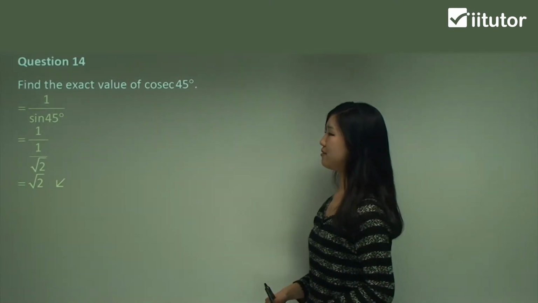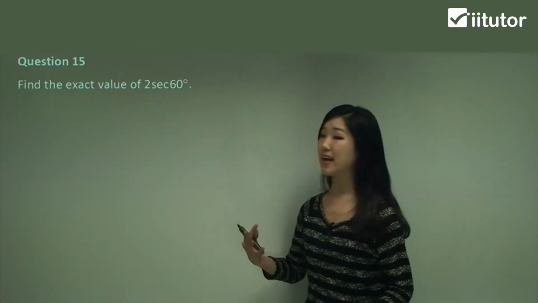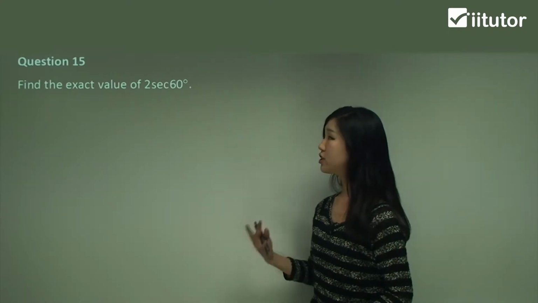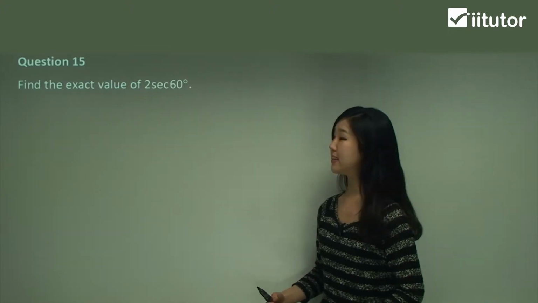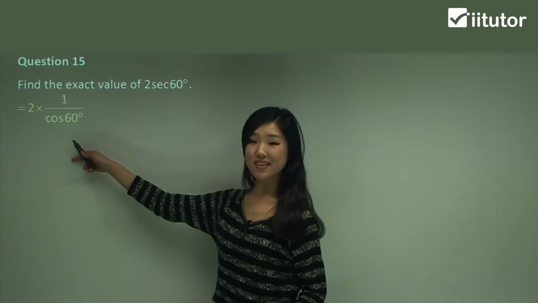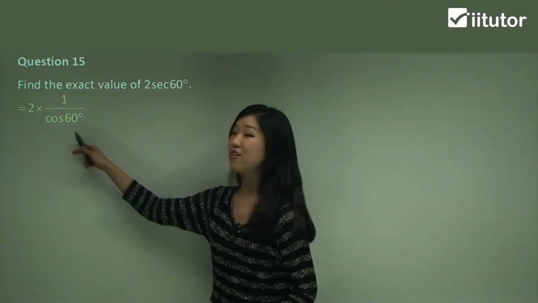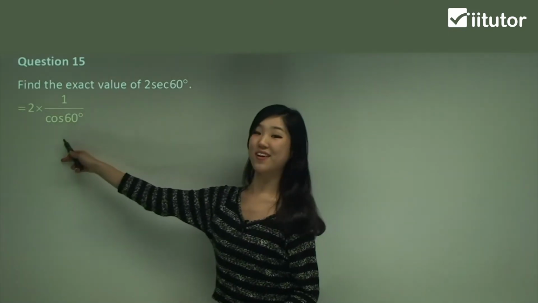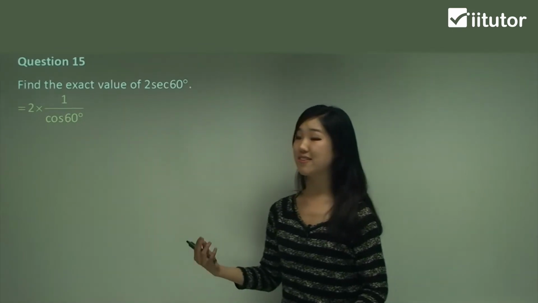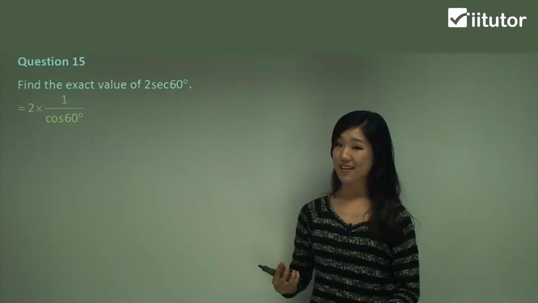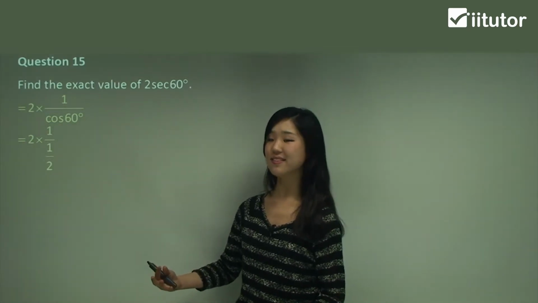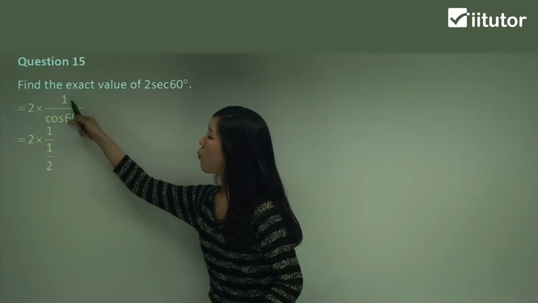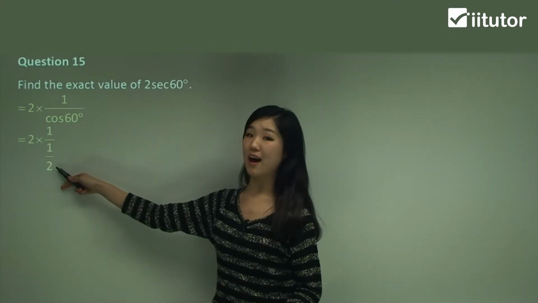That's question 14. Now question 15 says find the exact value of 2 sec 60 degrees. Now, have a look guys. Remember how I told you that sec is 1 over cos? So sec 60 will be 1 over cos 60. The third letter is C, so I use cos. So 2 times 1 over cos 60. Remember cos 60 from our exact values table? Cos 60 is 1 over 2 or half.